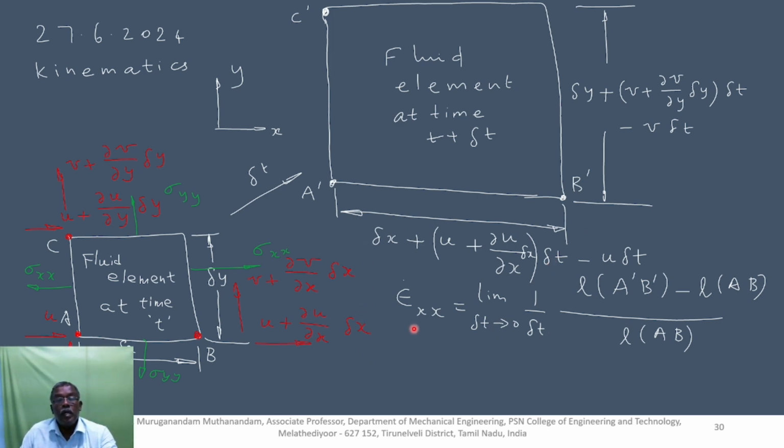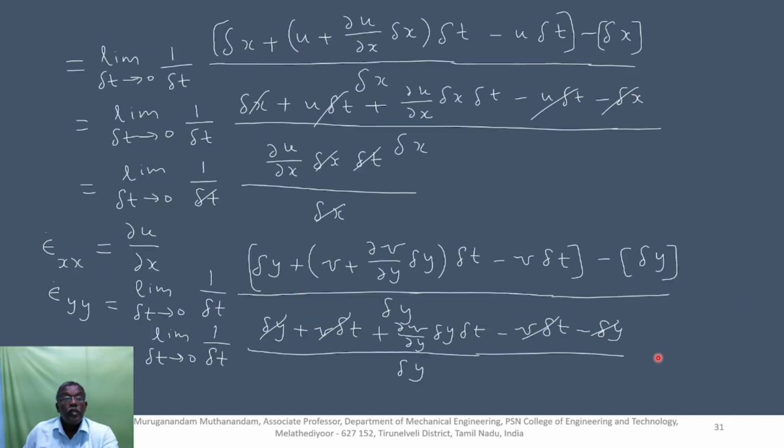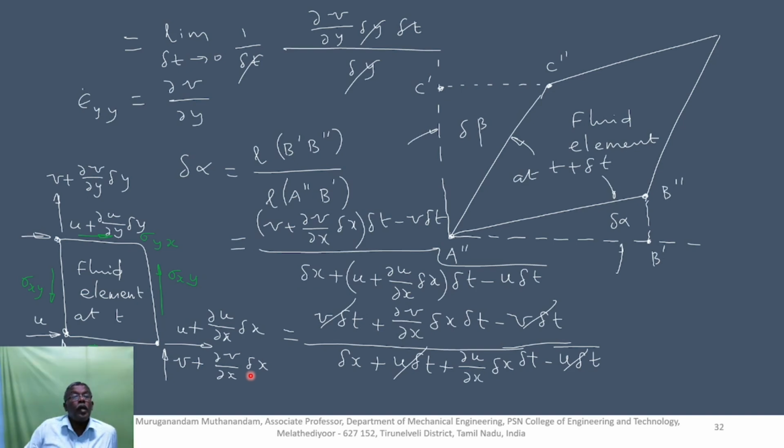Using this strain, the rate of strain along the x direction is written here in terms of delta t: change in length along the horizontal direction divided by original length. Similarly, the rate of linear strain in the y direction can be arrived at, which is partial v upon partial y.